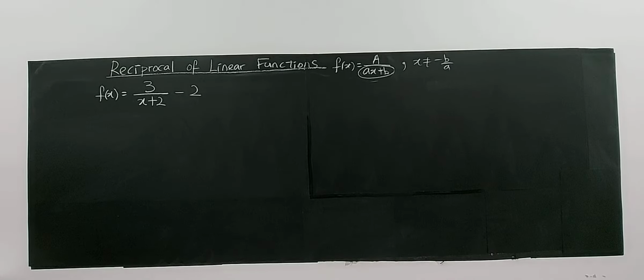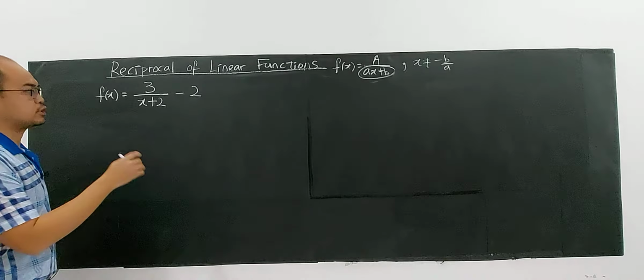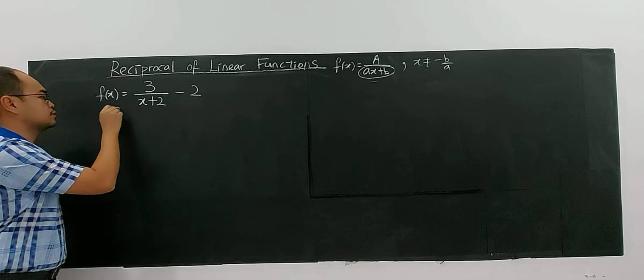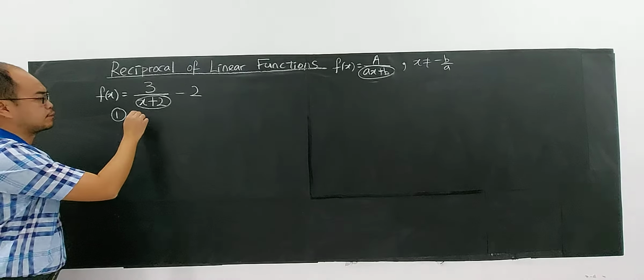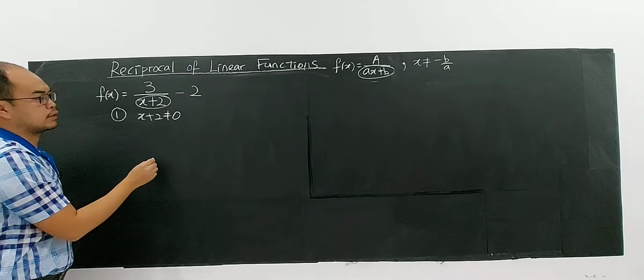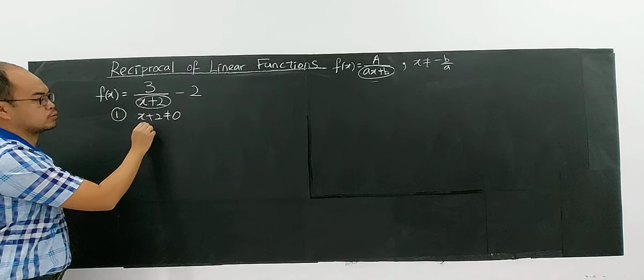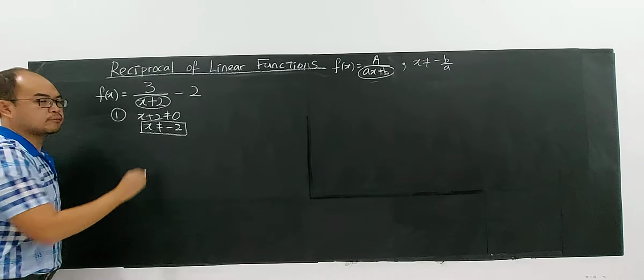Right. Let's continue with this example. The most simple way of sketching this is, the first step, you must identify the input that can be accepted. For this case, x plus 2 should not be 0, right? So x should not be negative 2. So you know that x cannot be negative 2.